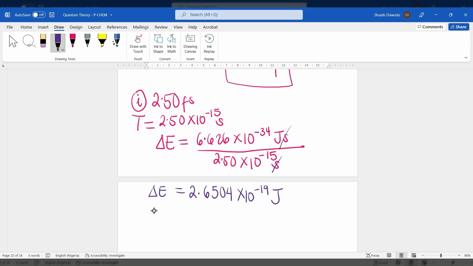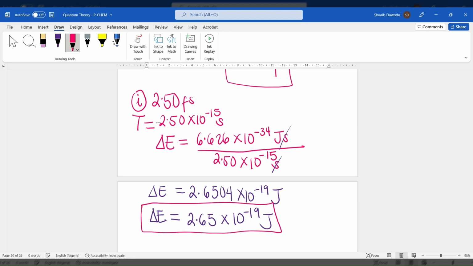So changing E is actually going to be in three sig figs, because the first question gives 2.50, which is in three sig figs, so we have to put our final answer in three sig figs. That would simply be 2.65 times 10 raised to the power of negative 19 joules. And this is the answer to this first question. This is the energy of the quantum.